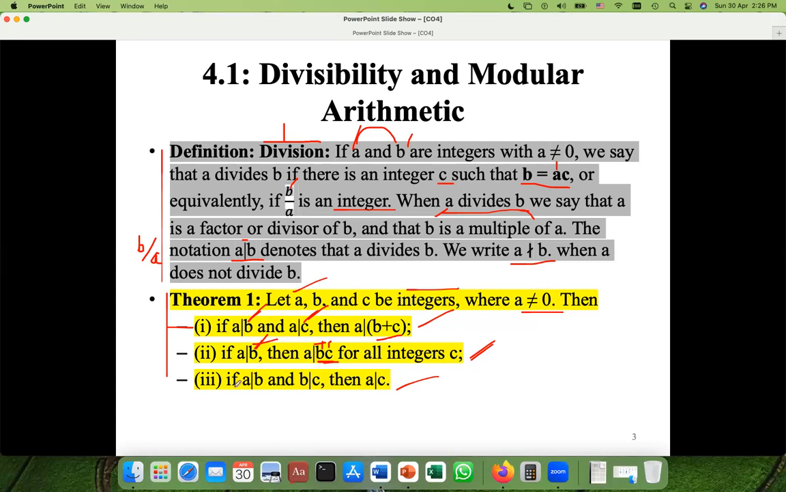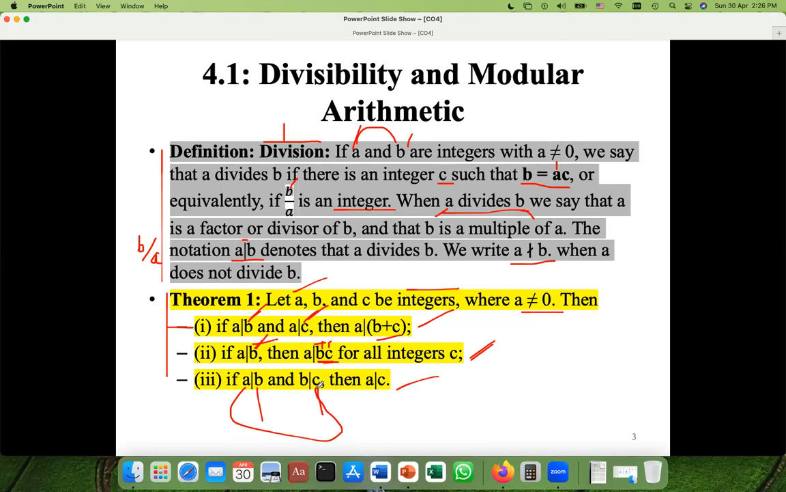Now the third statement says that if A divides B, and then this B divides C, there is a sequence. If A is dividing B, and B is again dividing C, then you can say that A can also divide C.